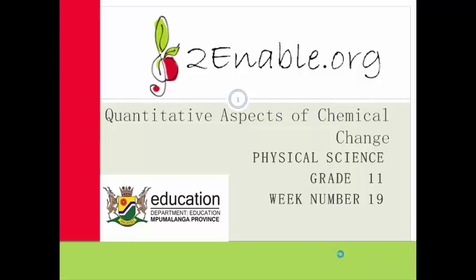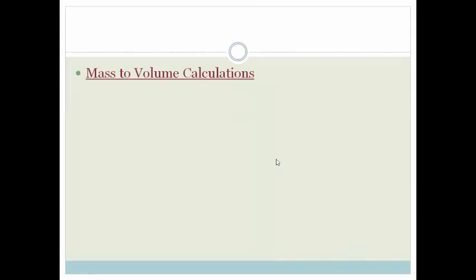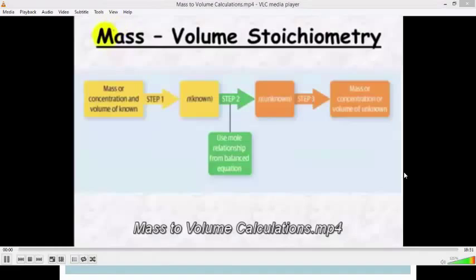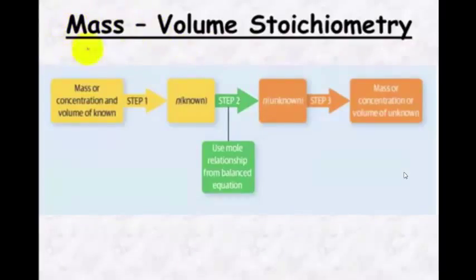In the last lesson of last week, we learnt about mass-to-mass calculations, and in this lesson, we're going to learn how to do mass-to-volume calculations. Mass-to-volume stoichiometry. So this is exactly what it suggests. If you know the mass of one of the reactants or the products, you can work out the volume of one of the other products.